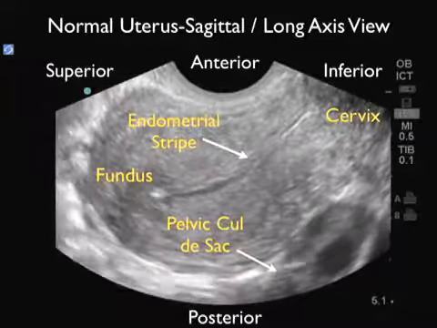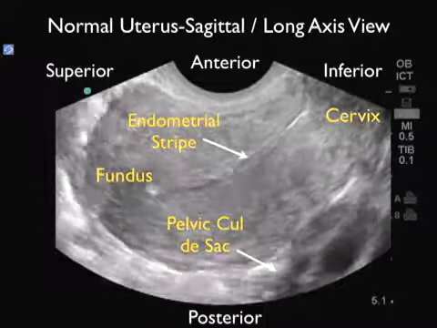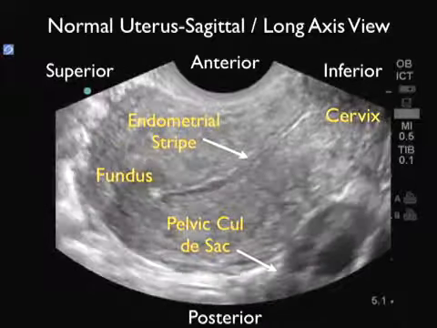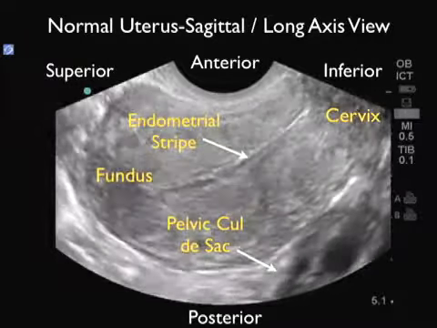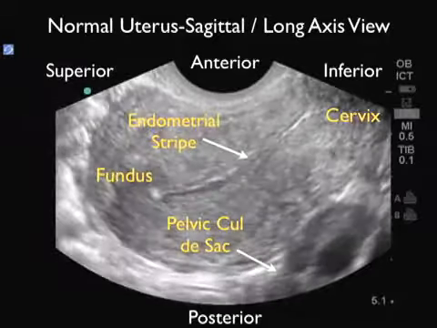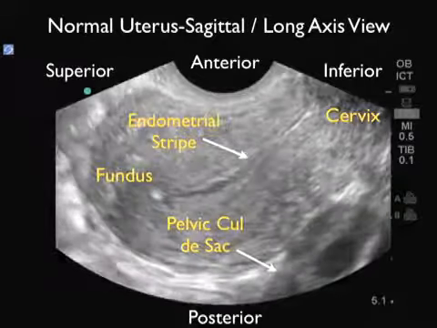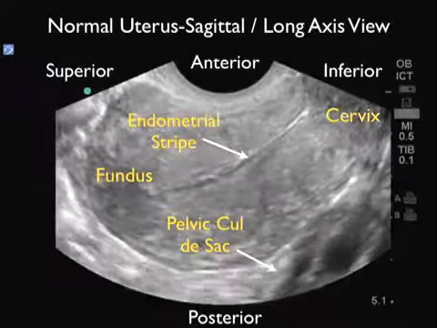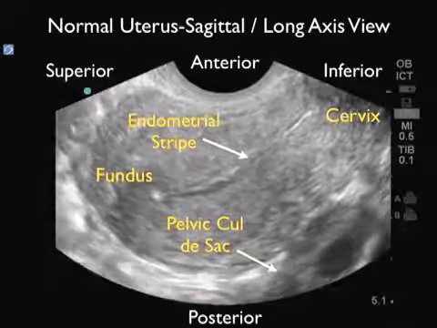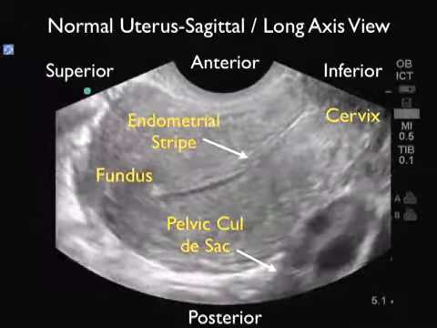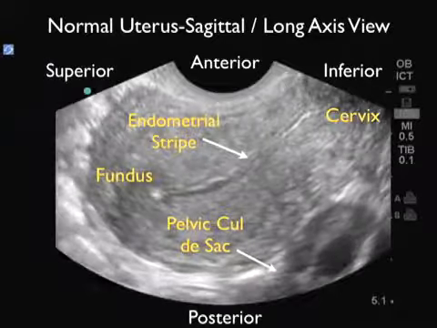We see the fundal region, the top part of the uterus, to the left, and the lower cervical region to the right. Notice the endometrial stripe, the white line arching from fundus down to cervix through the midline of the uterus, and the potential space, the pelvic cul-de-sac, where fluid can accumulate within the female pelvis, directly posterior to the female uterus. Notice here that we fail to appreciate any dark or anechoic fluid collections in the pelvic cul-de-sac.